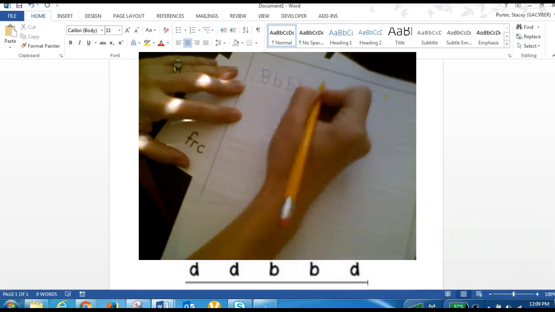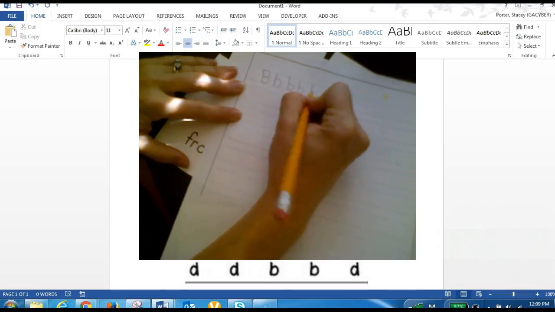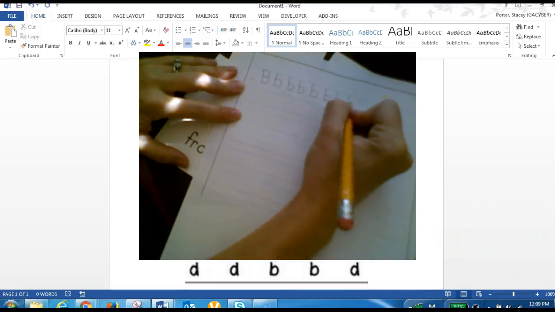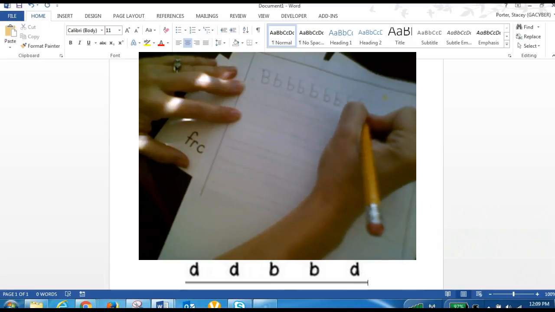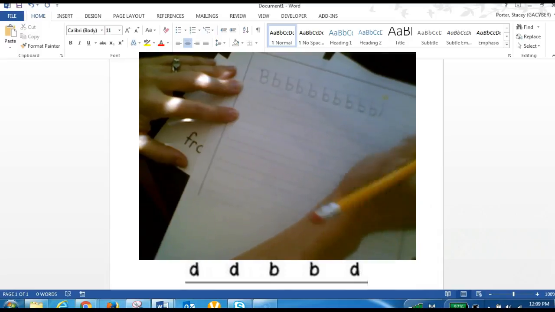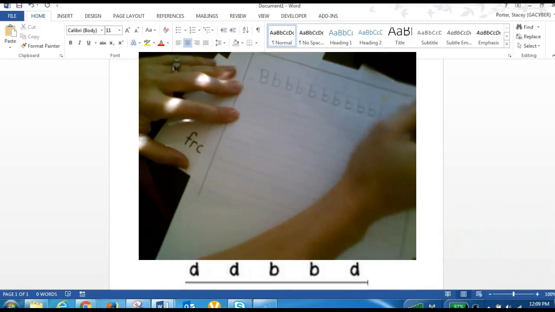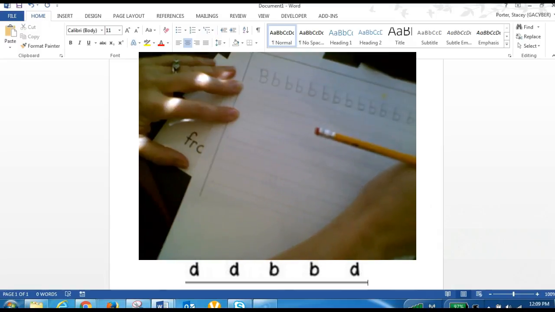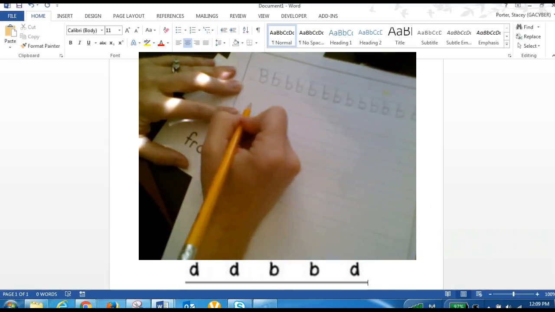B, B, B. Oops, my card made me mess up my handwriting. B, B, B. All right. Now I'm going to do the D.